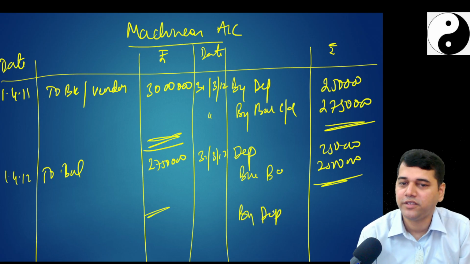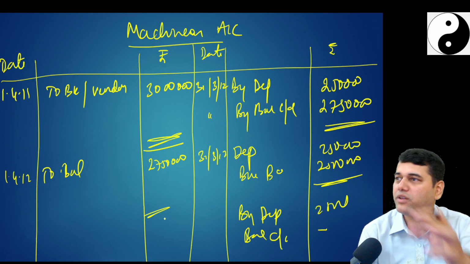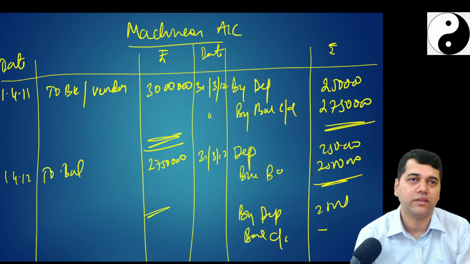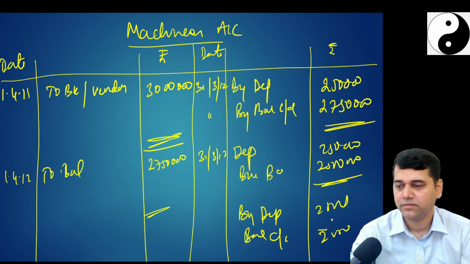By depreciation, see, you can do it like this. For balance carried down, don't write by balance, to balance. That you can fill it later. Just write one by balance. 2250.